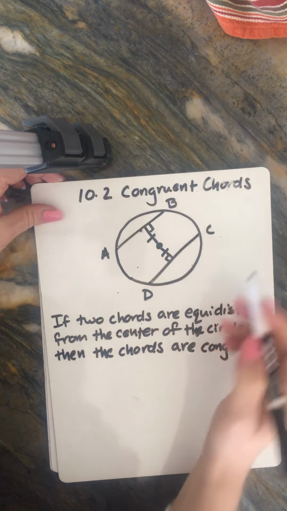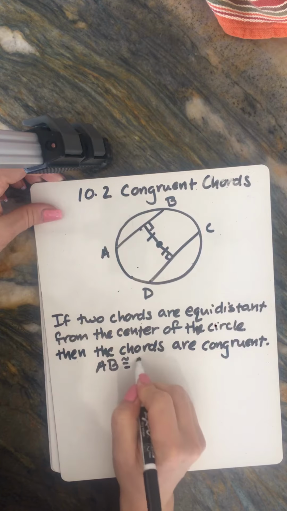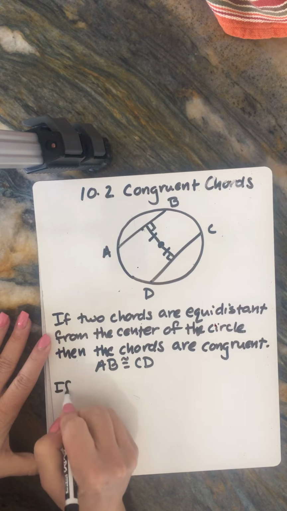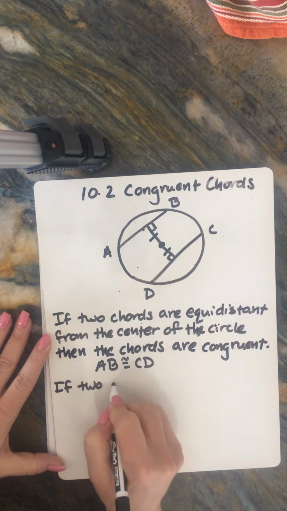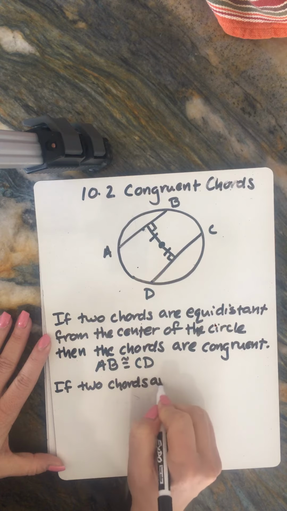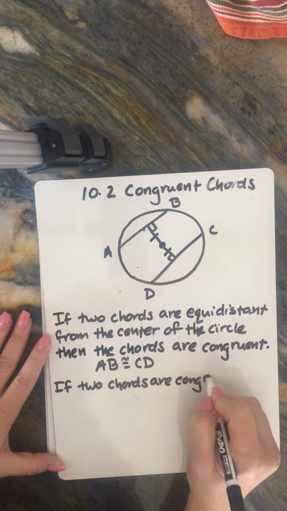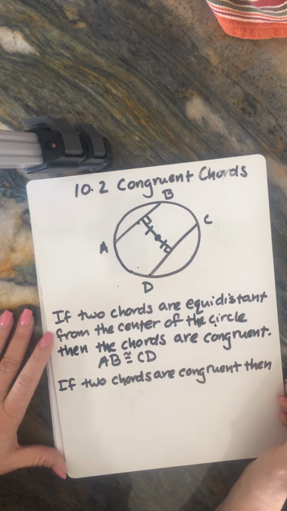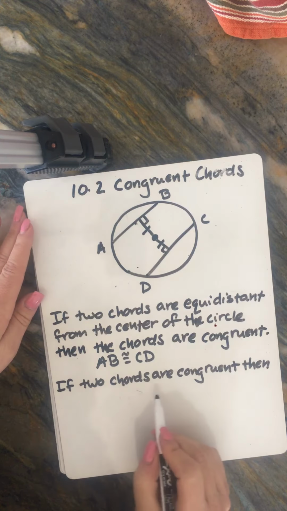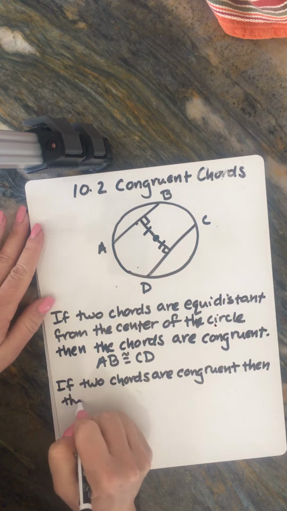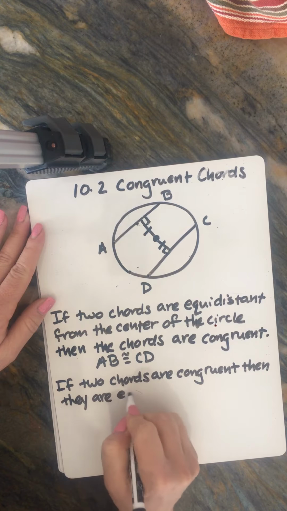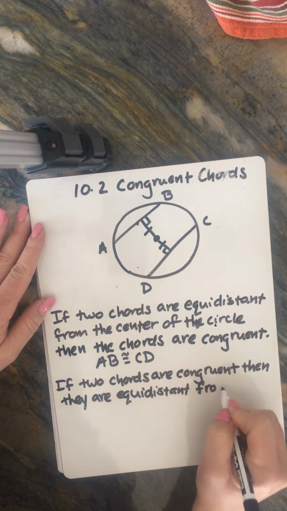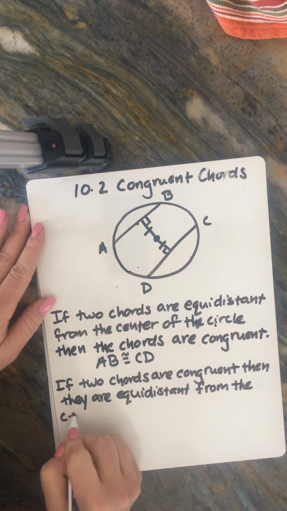So AB would be congruent to CD. Likewise, if two chords are congruent, then I'm sure you could draw the conclusion already. If two chords are congruent, then they are equidistant from the center of the circle.